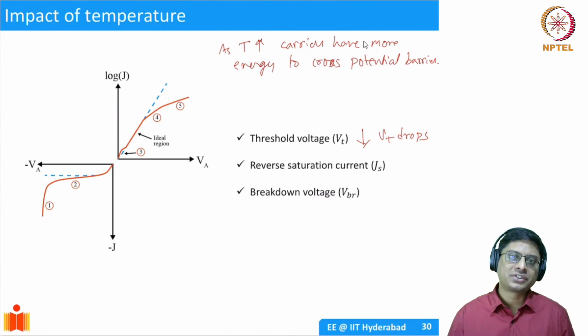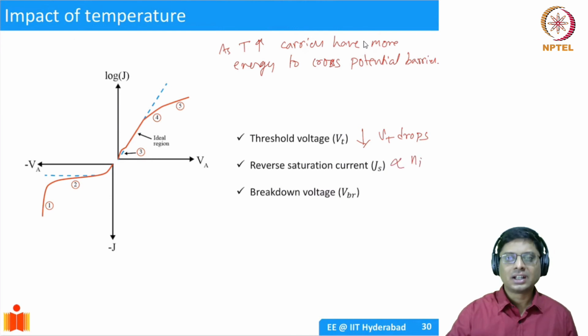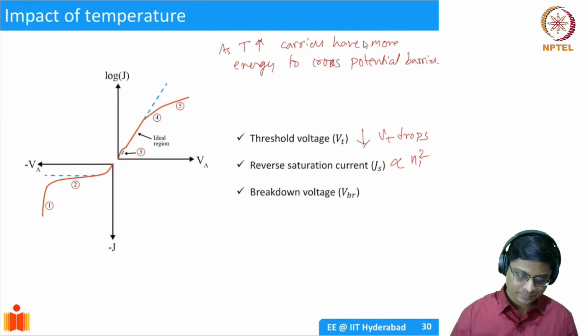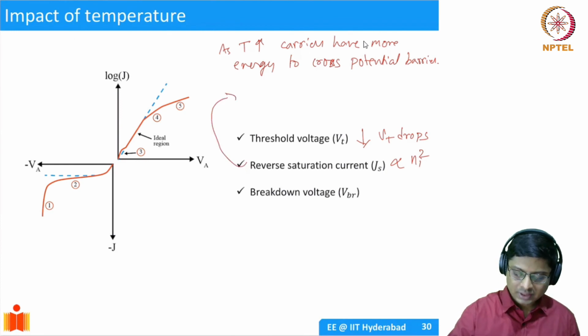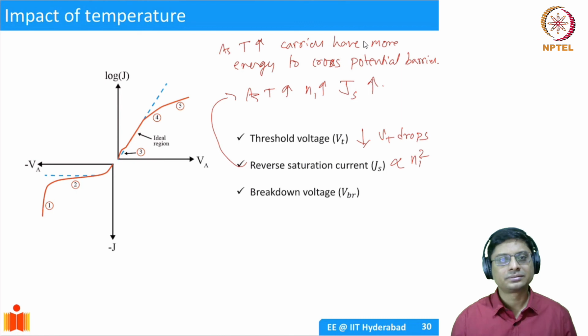What happens to reverse saturation current? Well, we showed that reverse saturation current was proportional to Ni, and that is actually Ni squared. And that is going to be significantly dependent on the temperature. So as T increases, Ni is going to increase dramatically, and that's why Js will increase.